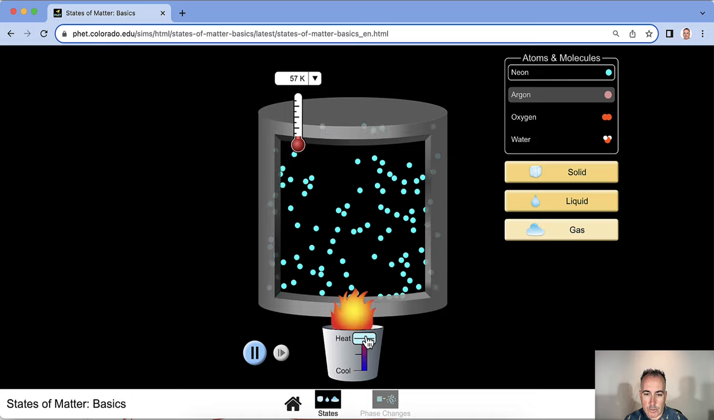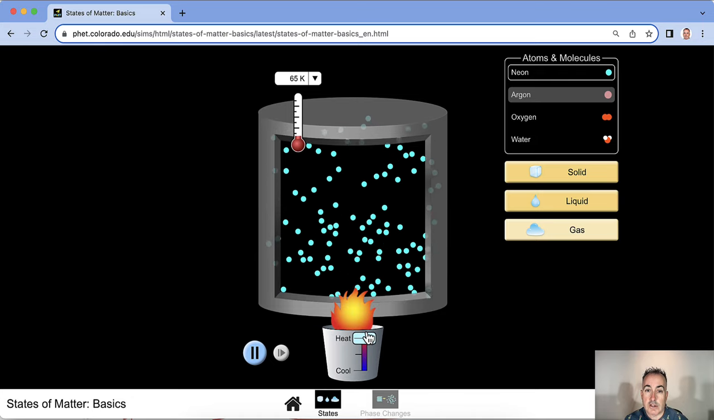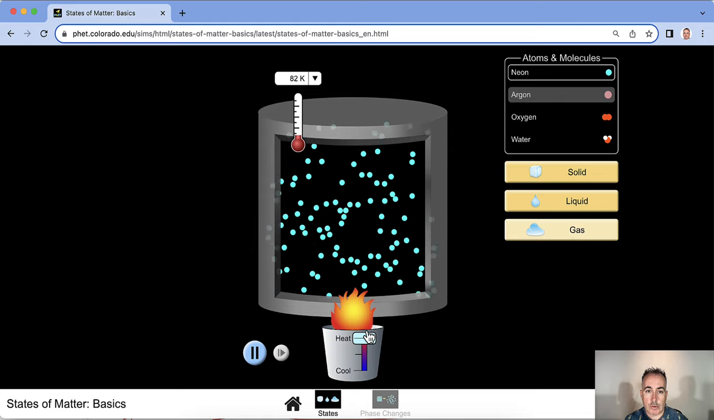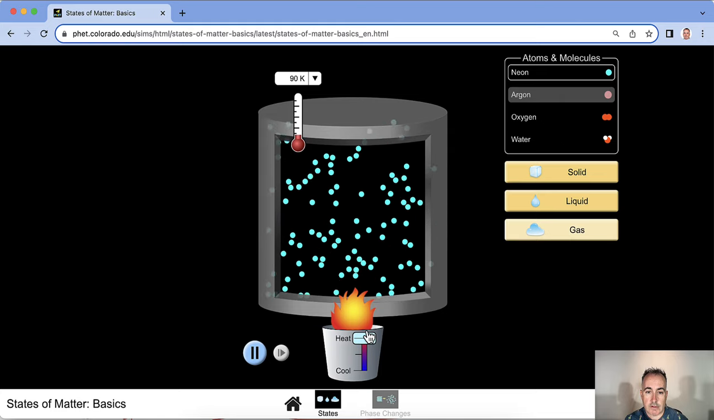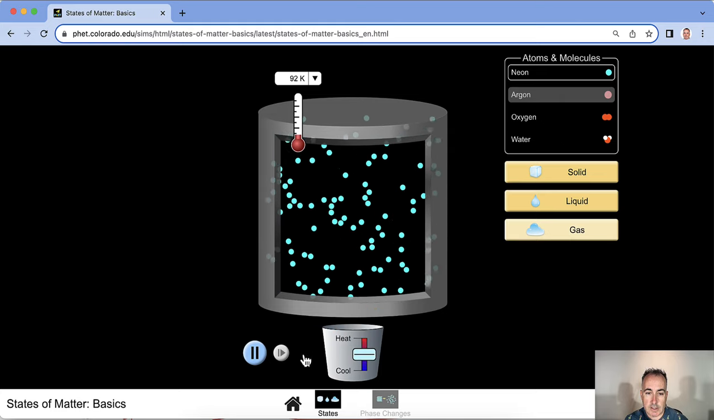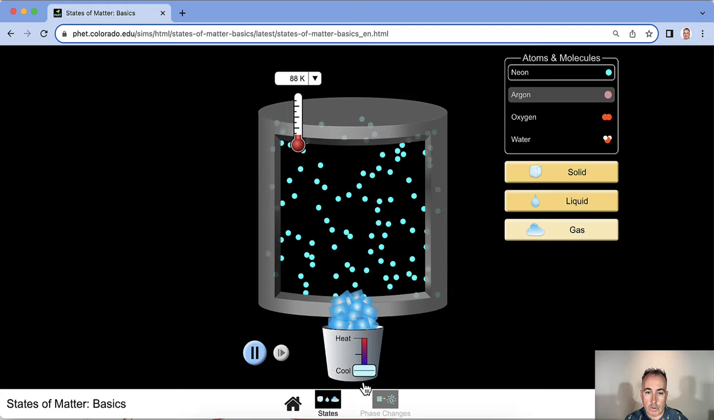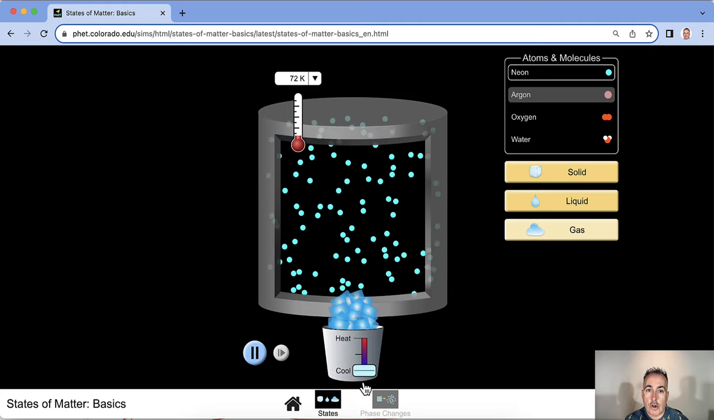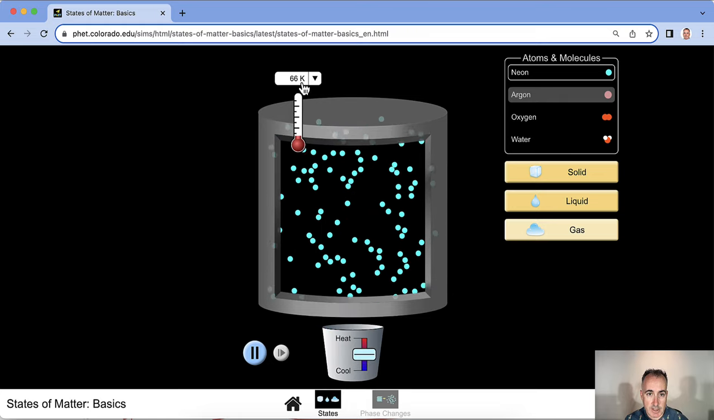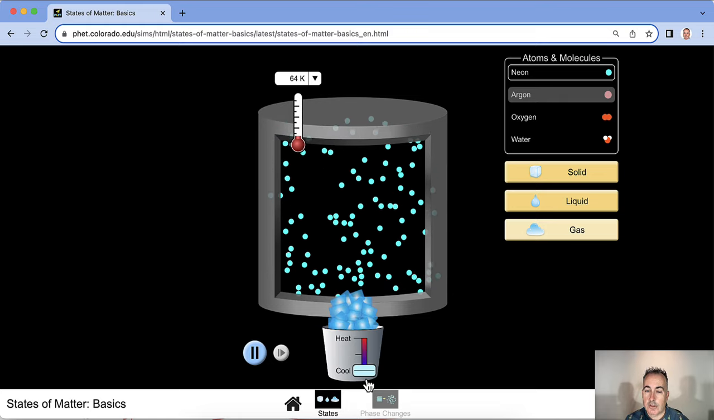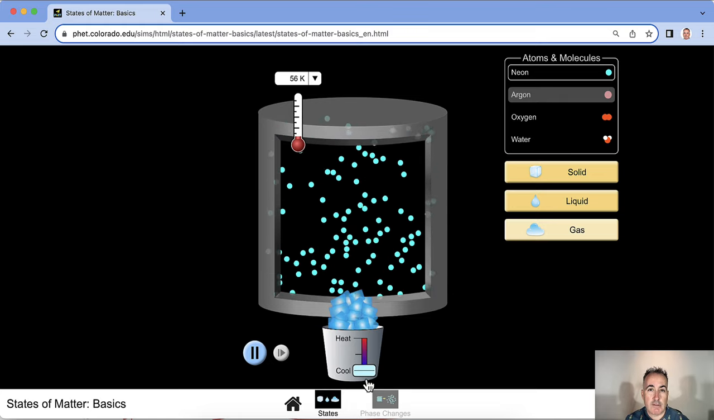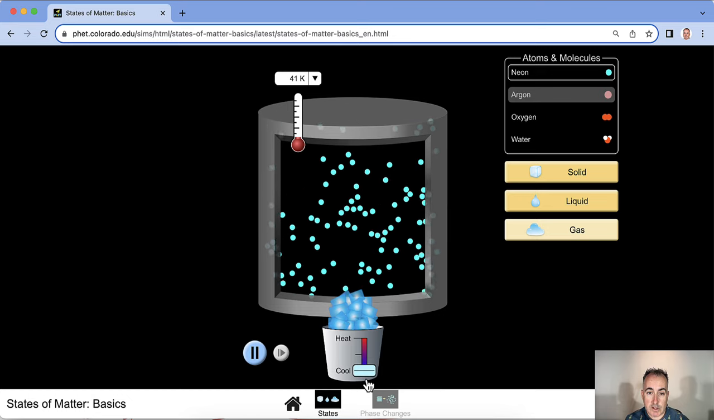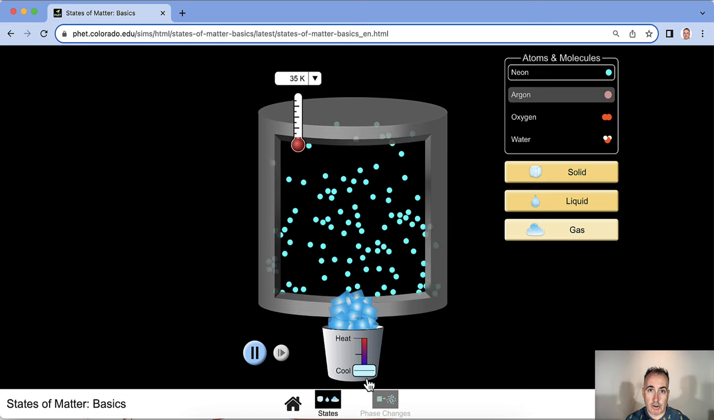If I increase the temperature right here, watch the particles carefully. Hopefully you'll start to see that the particles start moving faster and faster. By contrast, if I go colder, so I'm just going to cool this down, notice that the temperature up here is getting lower. But also, look at the speed of the particles. They should be slowing down.